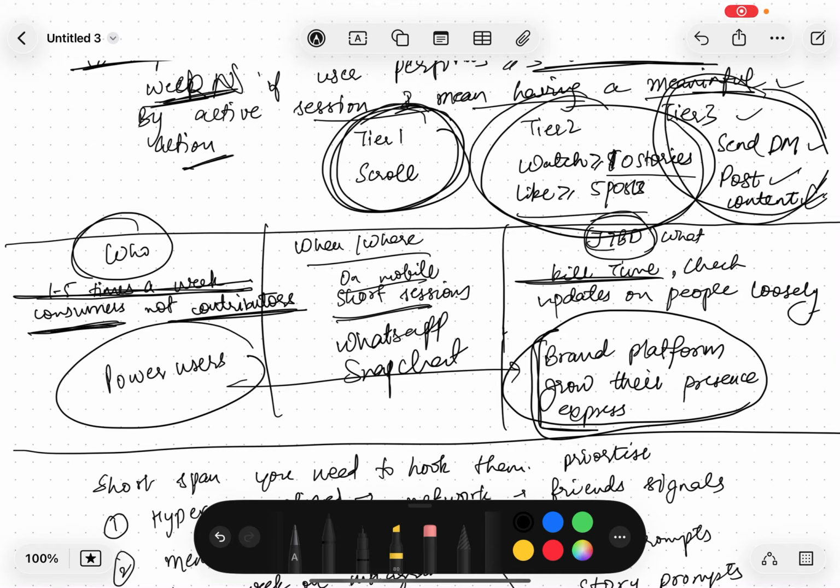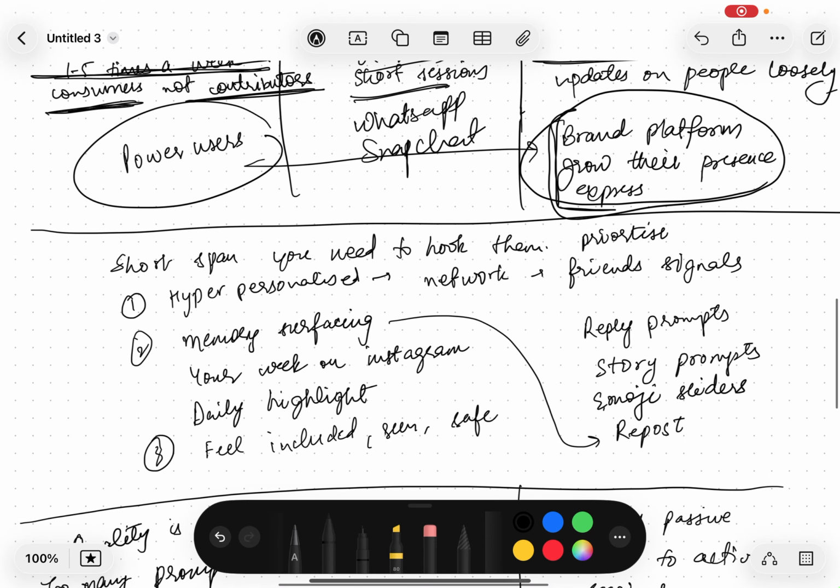So these are the people who want to feel connected, feel included, but at the same time they have more anxiety around it: what if I post, what will people say? So these people are more concerned about judgment and fears, rather than actively participating on the platform.